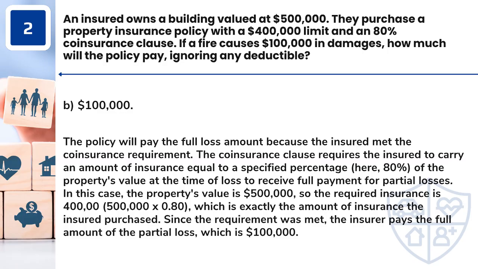In this case, the property's value is $500,000, so the required insurance is $400,000. $500,000 x 0.80 is exactly the amount of insurance the insured purchased. Since the requirement was met, the insurer pays the full amount of the partial loss, which is $100,000.